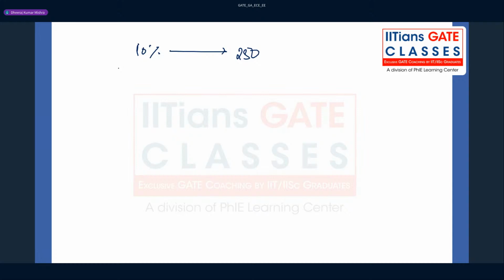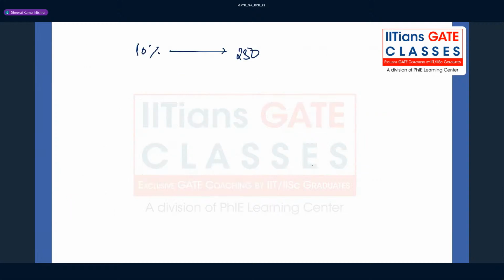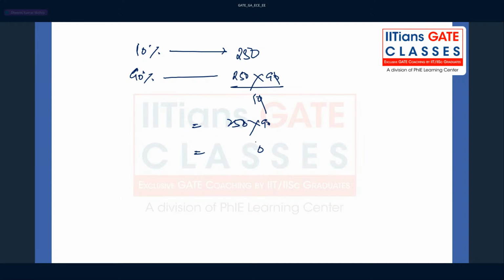So what you have to find here is the price of an item at the online store S. So you have to find 90% then, right? Because 10% cheaper, so 90%. 90% will be what, guys? 250 into 90 by 10. The 10 is gone, so 250 into 90. How much is it? Zero. Okay, so I believe this is fine for all, right? So you guys can just find out 90%.